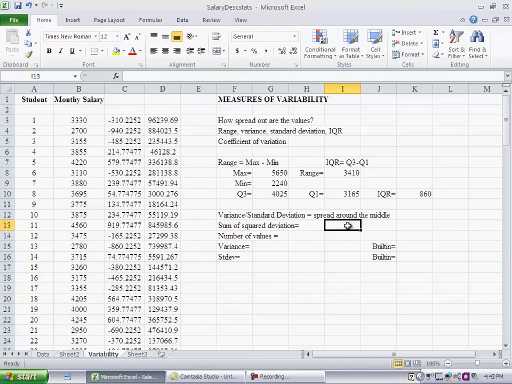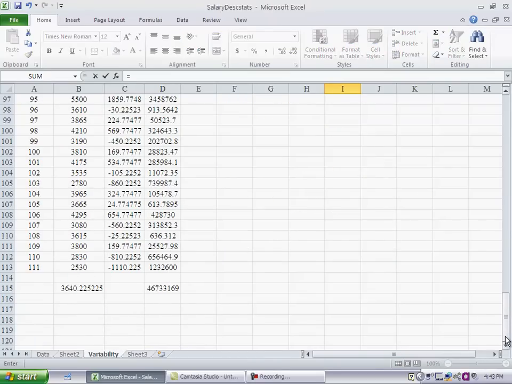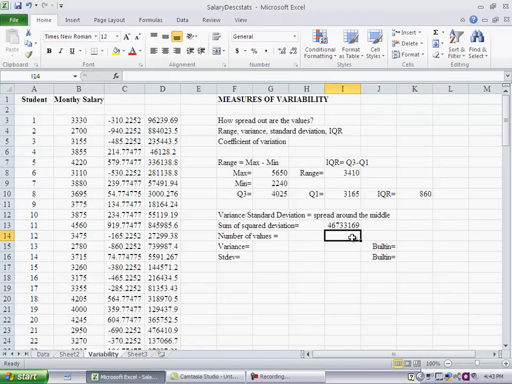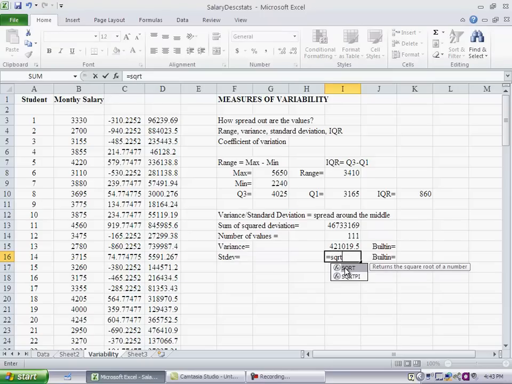So the sum of squared deviations is simply this. We'll just compute it. The number of values, as we know, is 111. Okay, so the variance is simply the average of the squares. What is the average squared deviation? The sum of squares divided by the number of values. And the standard deviation is simply the square root of the variance.